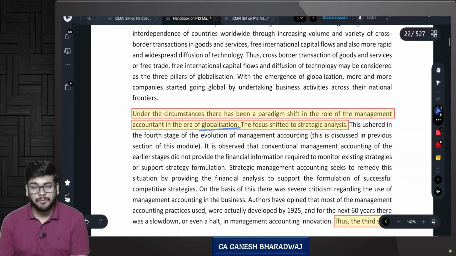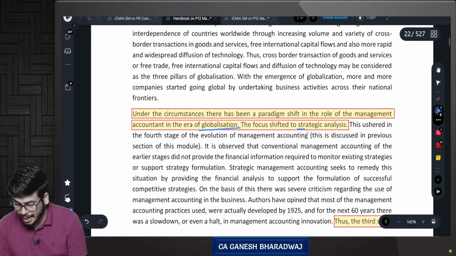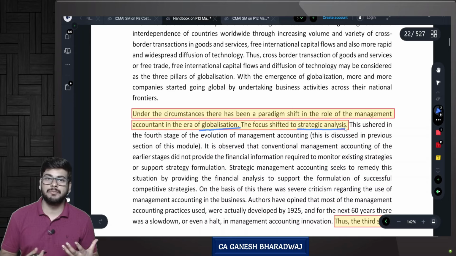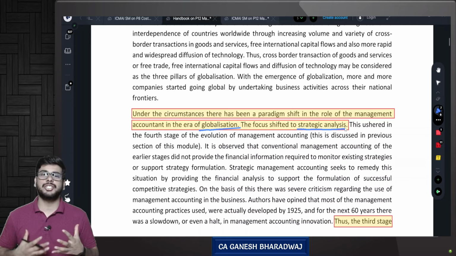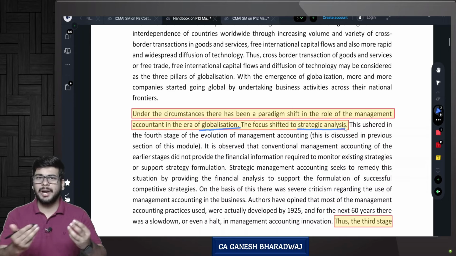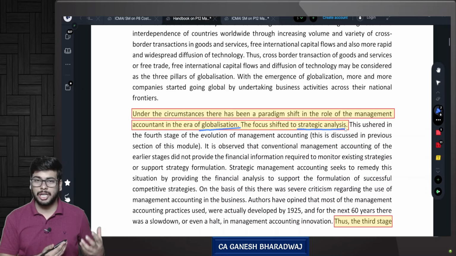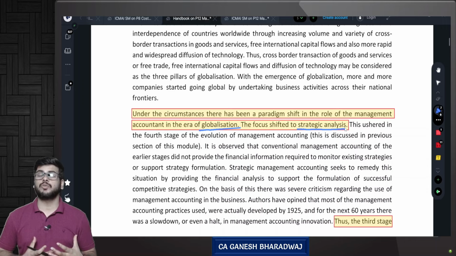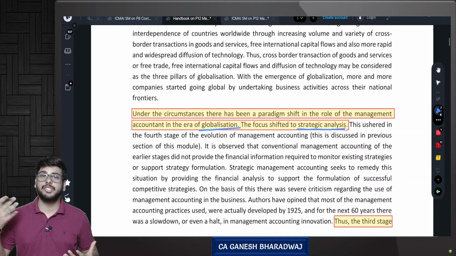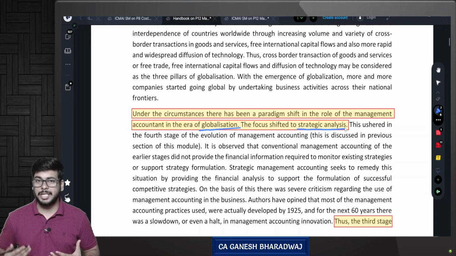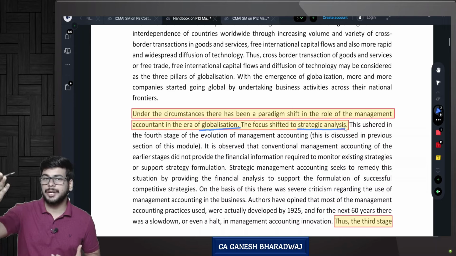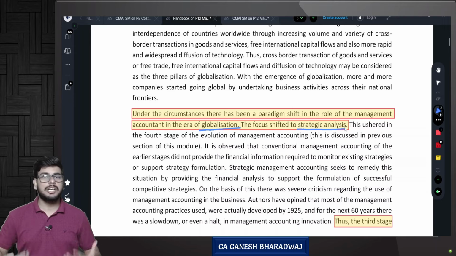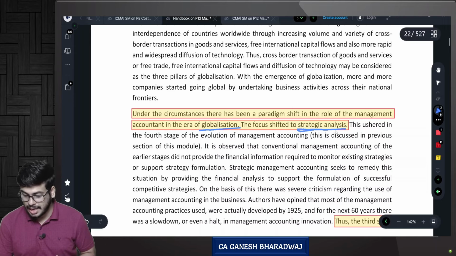So now the focus has shifted to strategic analysis. Multiple strategies will come up before the business. Each of these strategies should be properly analyzed. What I gave you here as an example for shutdowns is a very simple example. In real life, there could be so many strategies, and as a management accountant, you need to advise the top boss of the company or the board of directors. They need to get proper advice on strategic analysis.